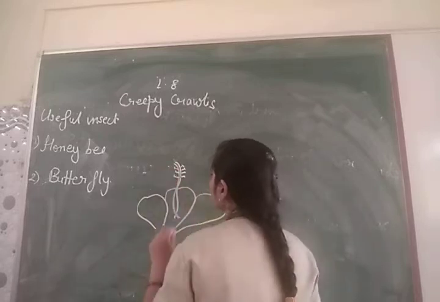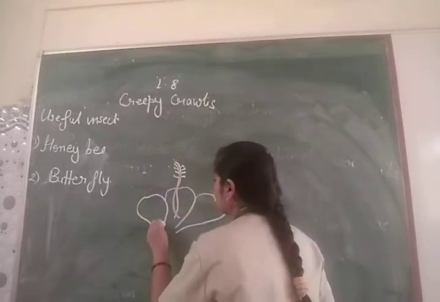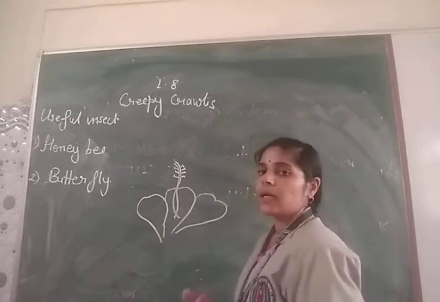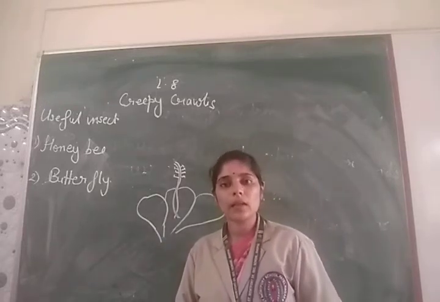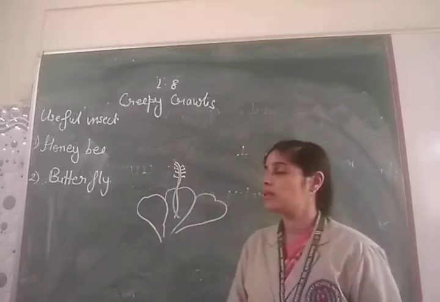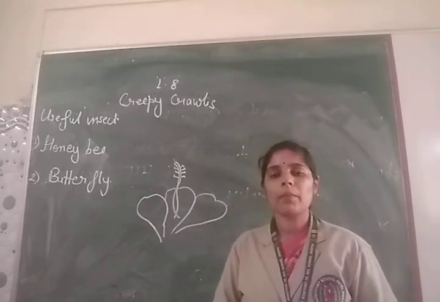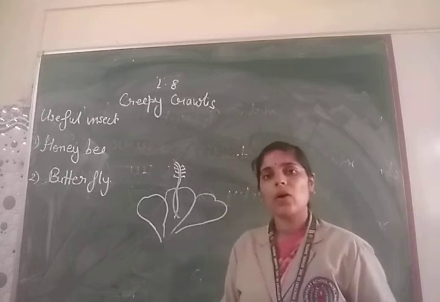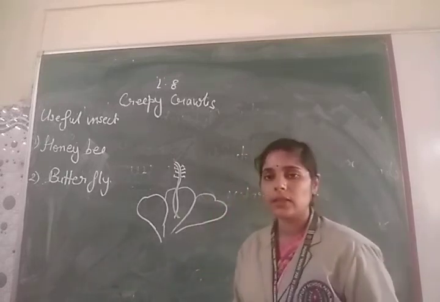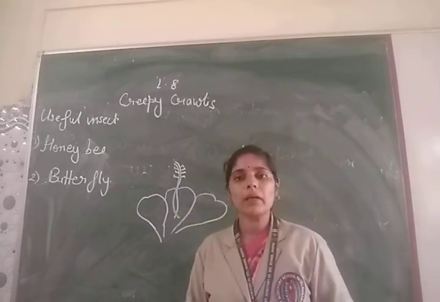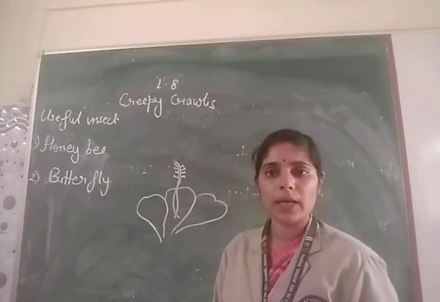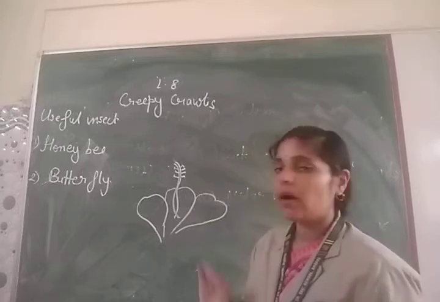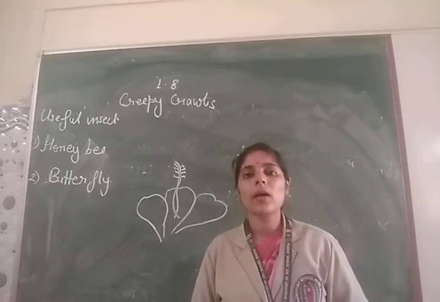So the seed to be transferred from one plant to another is done either by the wind or the water, and another useful agent is the insect. What happens? The butterfly or bumblebee comes and sits on this flower. These butterflies have small hairs on their legs. So when they come and sit on the flower, what happens?